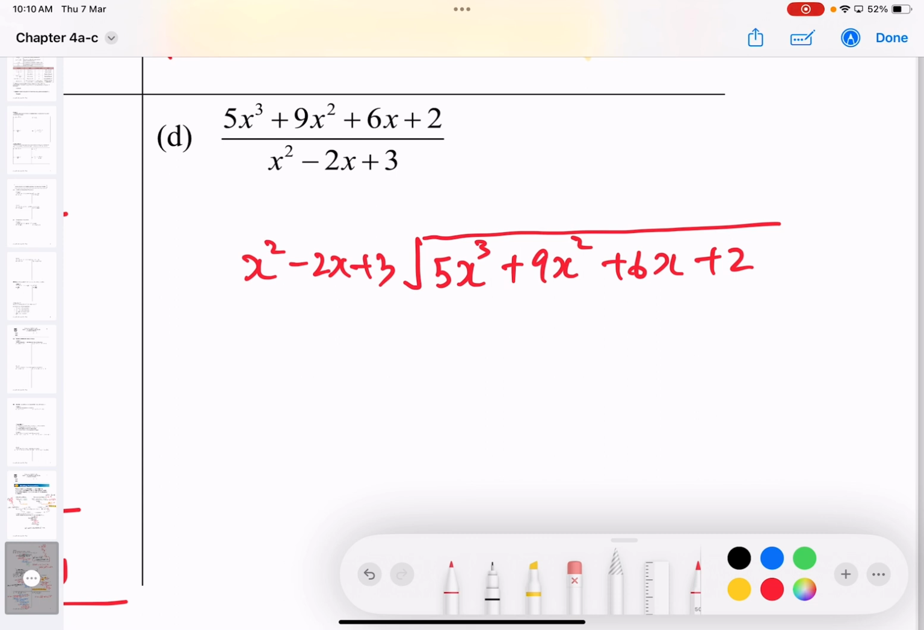Negative times positive is negative, not positive. Here's a mistake. Okay, please do try the last one. Come on, come on.